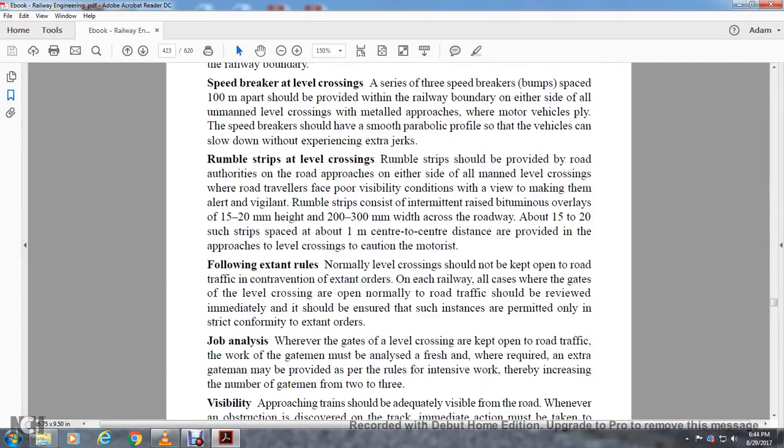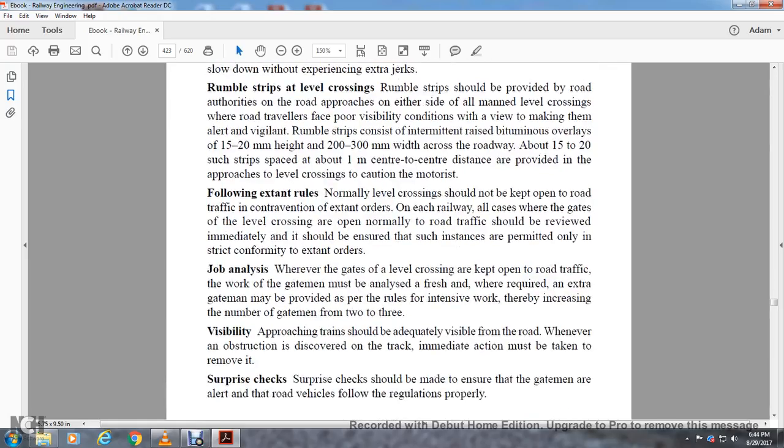Rumble strips at level crossings. Rumble strips should be provided on the road approach on either side of all unmanned level crossings. Road users traveling in poor visibility conditions should be kept alert and vigilant. Rumble strips consist of intermittent raised bituminous overlays, 15 to 20 millimeter in height and 300 millimeter in width across the road, about 15 to 20 such strips spaced at 1 meter center to center distance, provided on the approach of the level crossing to caution the motorist.